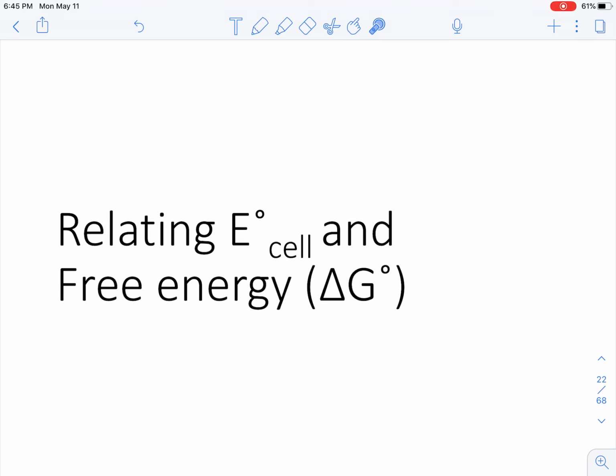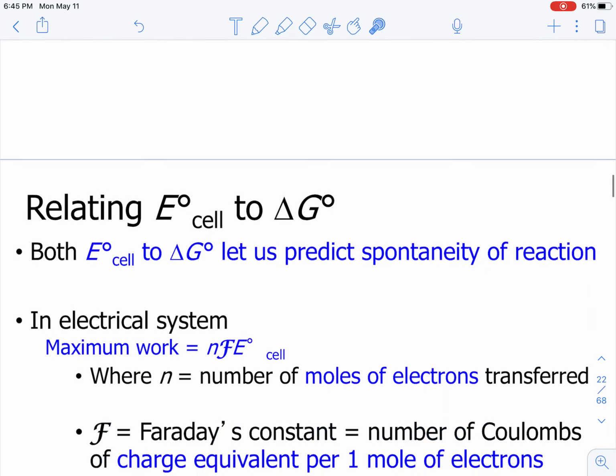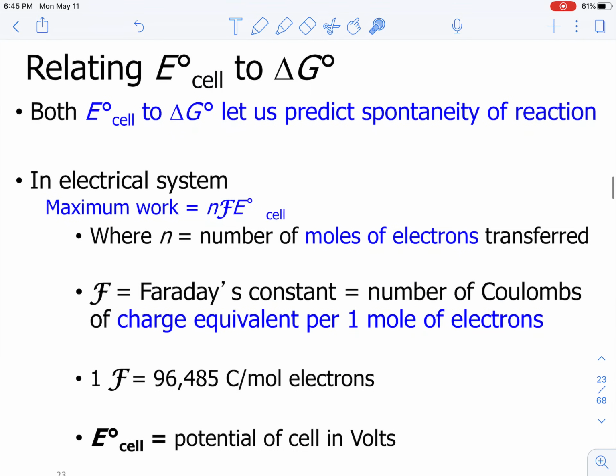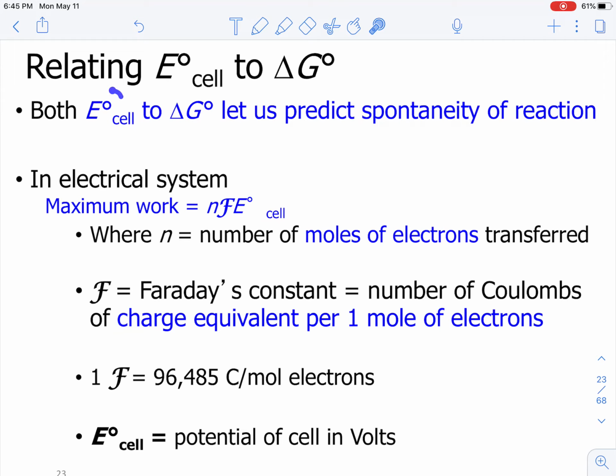In this lecture video, we are going to learn how to relate the standard cell potential to the change in standard Gibbs free energy. Both the standard cell potential and the change in standard Gibbs free energy help us predict the spontaneity of a chemical reaction based on their sign.